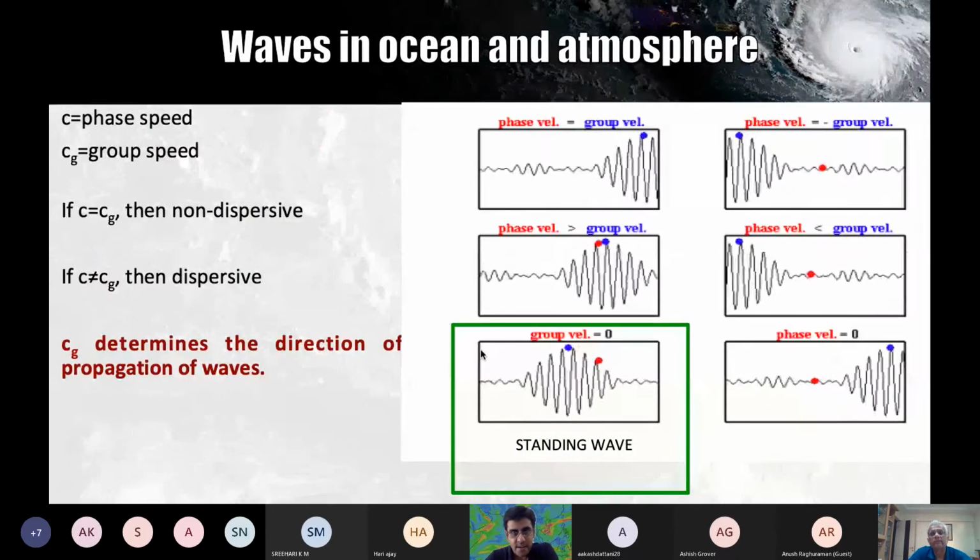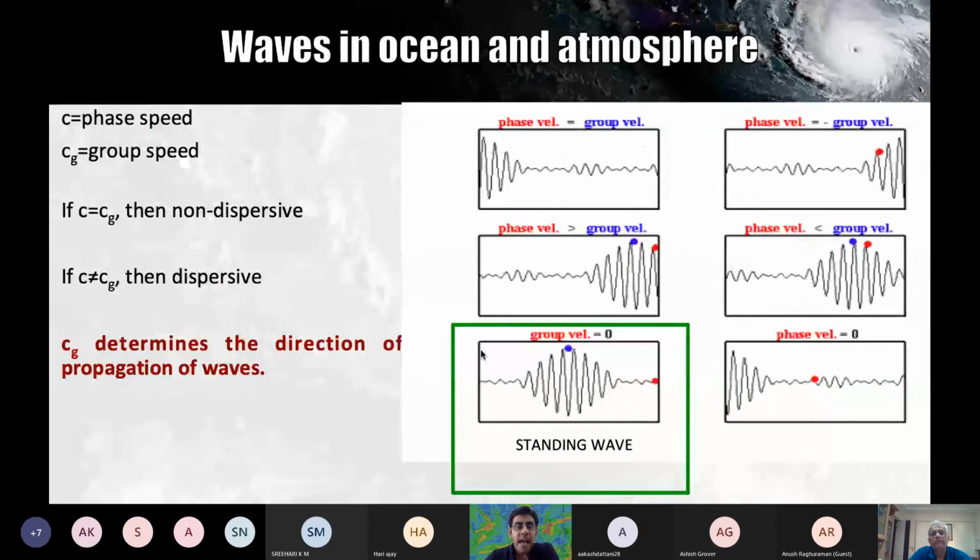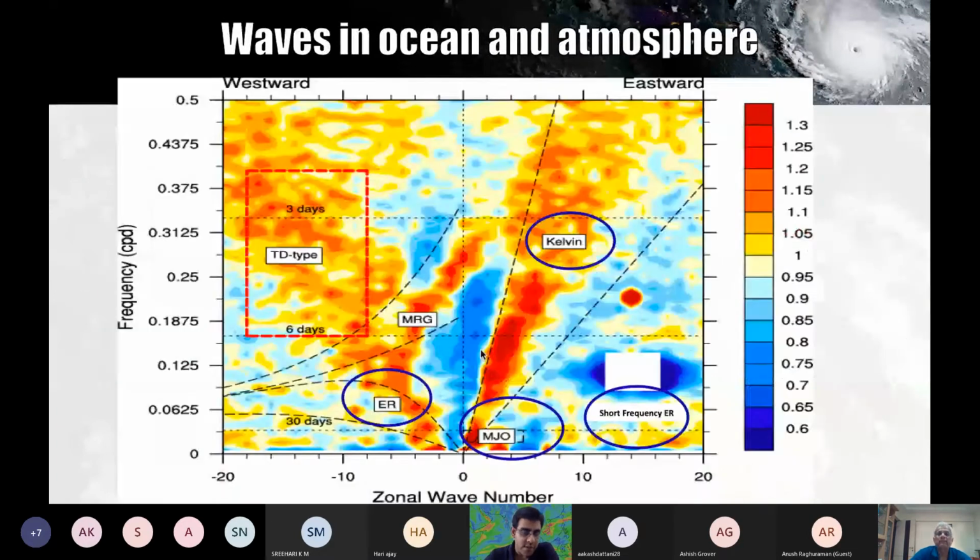But yeah, the important aspect you have to understand is there are dispersive as well as non-dispersive wave, and for at least for this course, just look at these three waves, which is Kelvin, MJO, and equatorial Rossby. The take home message is that Kelvin wave is a non-dispersive wave, so that means the energy will move in the same direction as the wave. And Rossby wave is a dispersive wave, which means energy and the movement will not be in phase with each other. Same with MJO.